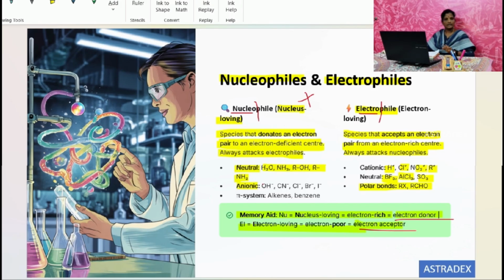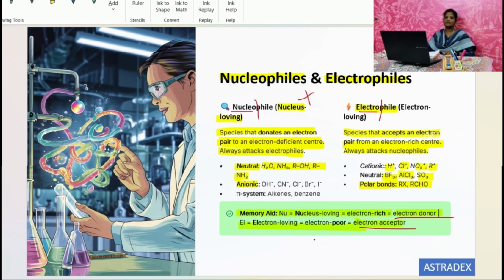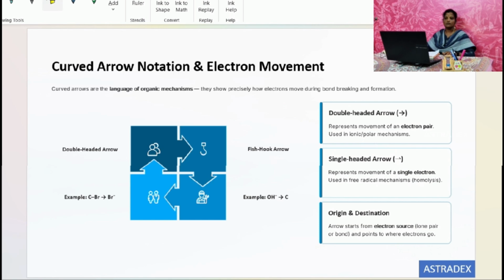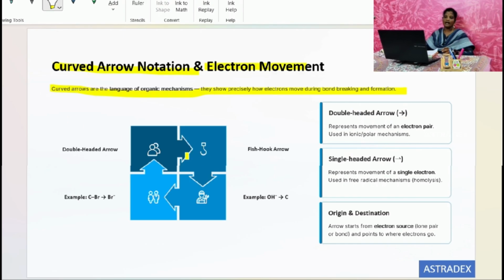And at last, we are going to end the session with the curved arrow notation, so you will know what arrows we have in organic reactions. The curved arrow is the language of organic mechanisms. They show precisely how electrons move during bond breaking and bond formation. In chemistry, a simple arrow means gives. A half-headed arrow means one electron has been transferred. A double-headed arrow like this means resonance.